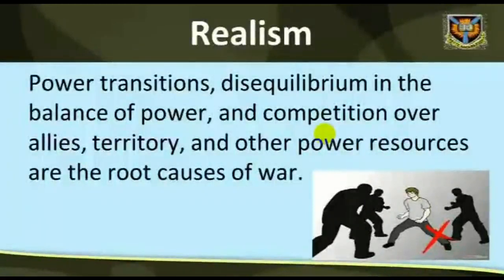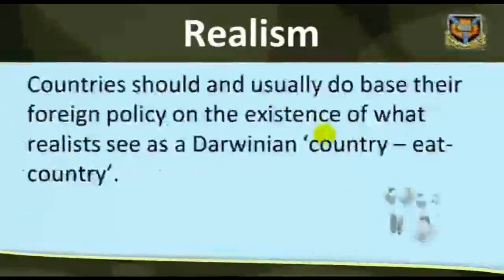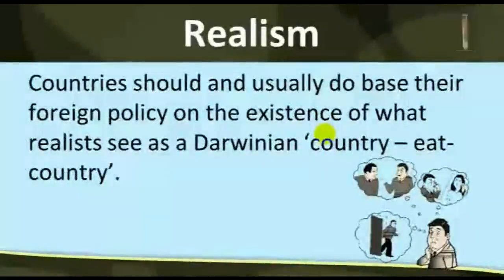Given the realist view of politics as a struggle of power, they maintain that countries should and usually do base their foreign policy on the existence of what realists see as a Darwinian country-eats-country world, in which power is the key to national survival of the fittest. As Sterling Fokker argues, in an environment as dangerous as anarchy, those who ignore realist principles will ultimately not survive.